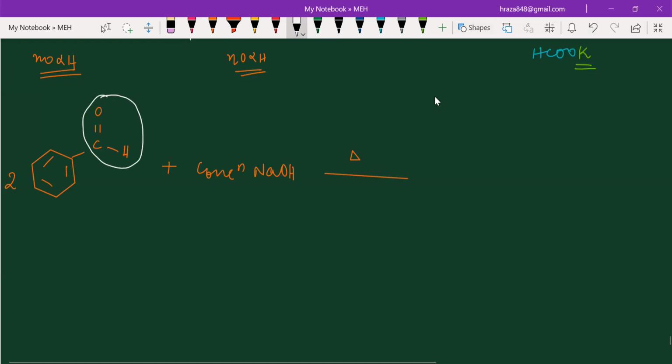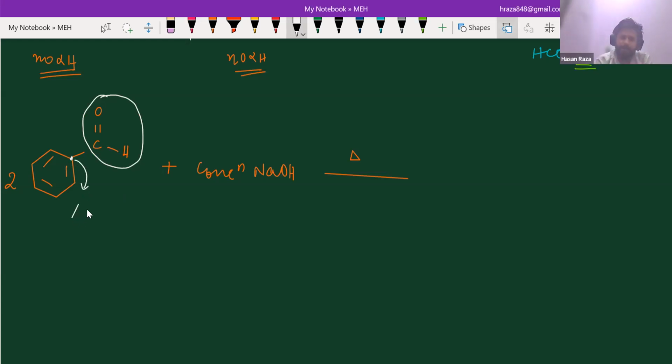Yes, sir. So this carbon is basically your alpha carbon, right? Is there any hydrogen present with this carbon? Yes or no? No, because it is already making 4 bonds: 2 bonds with this carbon and 1 bond with this carbon. There is no alpha hydrogen, zero alpha hydrogen. That means this compound will show Cannizzaro reaction.